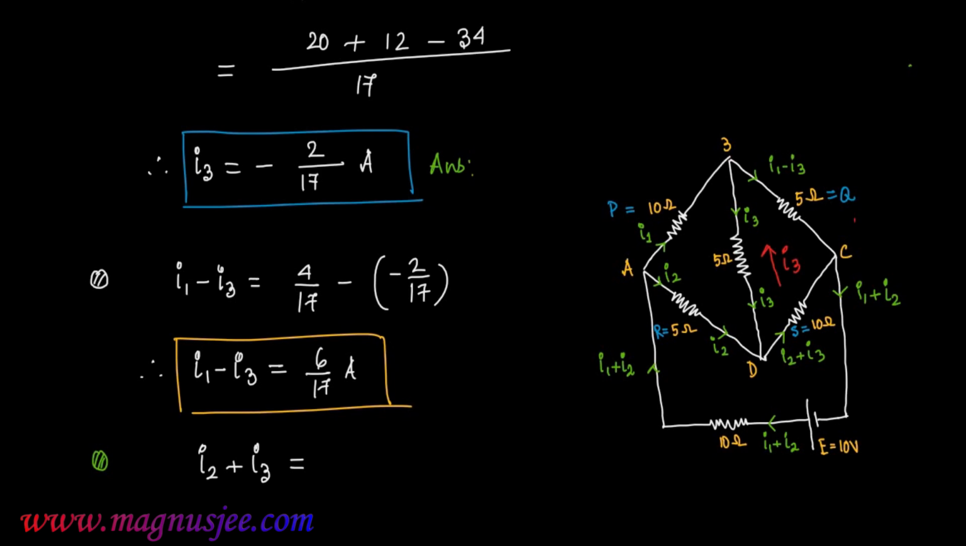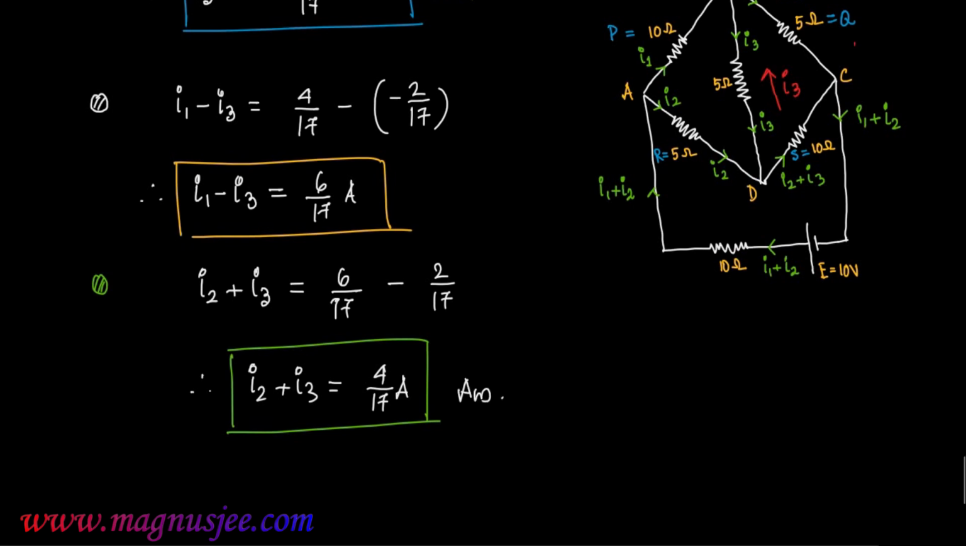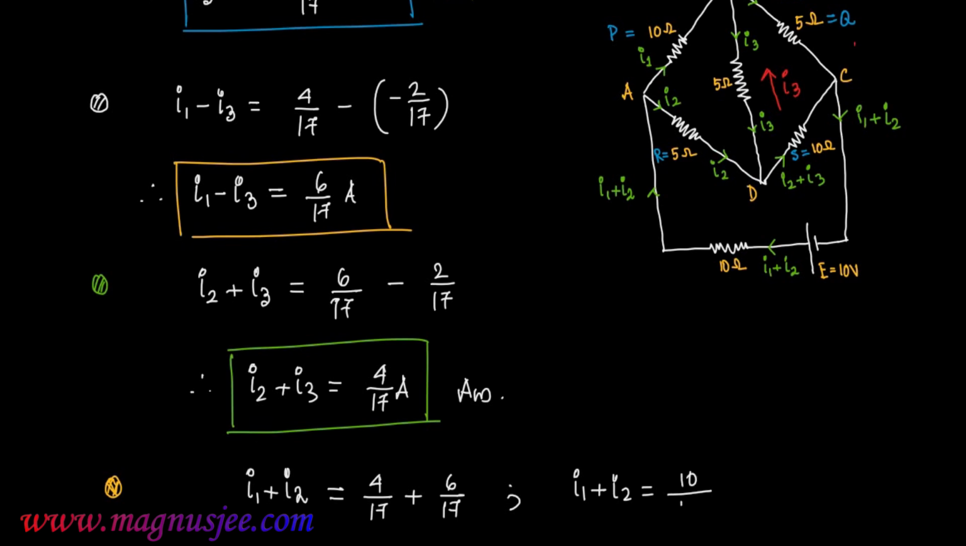Similarly we can find I2 plus I3, that will be what? 6 by 17 minus 2 by 17, that means we get I2 plus I3 equal to 4 by 17 ampere. And this is the current I2 plus I3 flowing through the 10 ohm resistor between D and C. And I1 minus I3 is the amount of current flowing through the 5 ohm resistor, and we get I1 plus I2 as 4 by 17 plus 6 by 17, that is I1 plus I2 equal to 10 by 17 ampere. So in this way we can find the values of currents flowing through all the resistances in the given circuit.